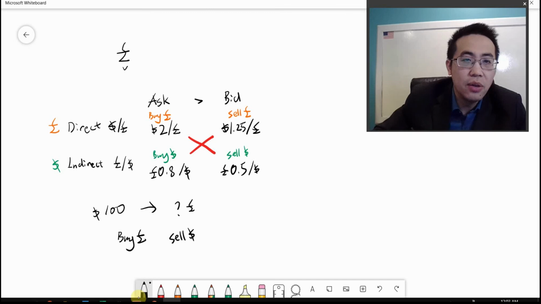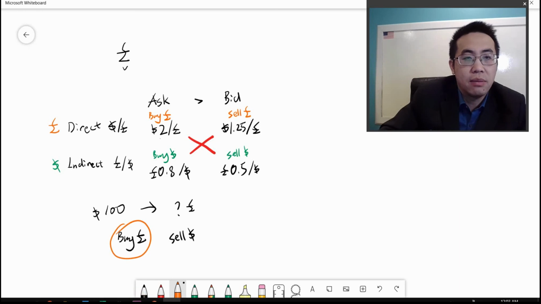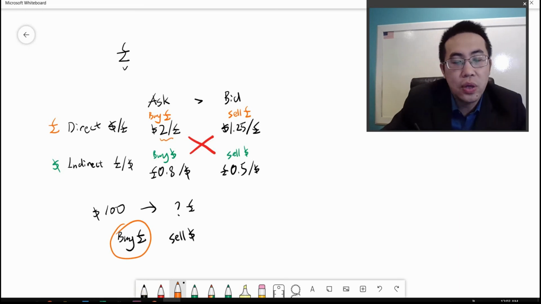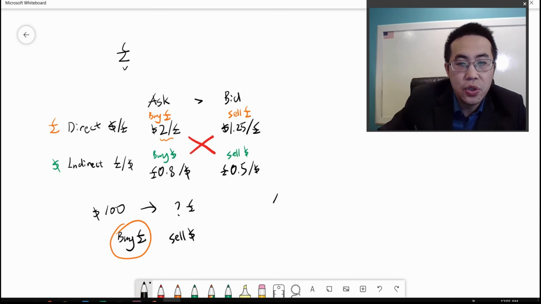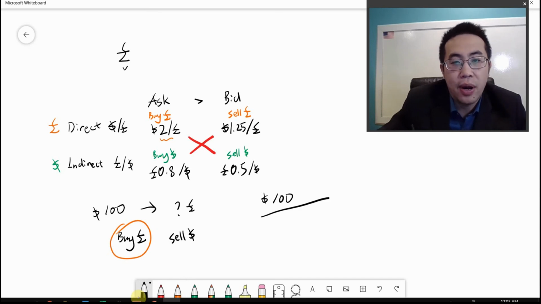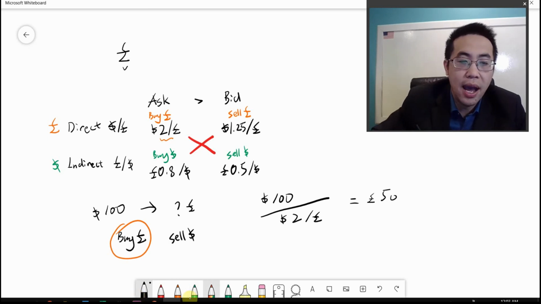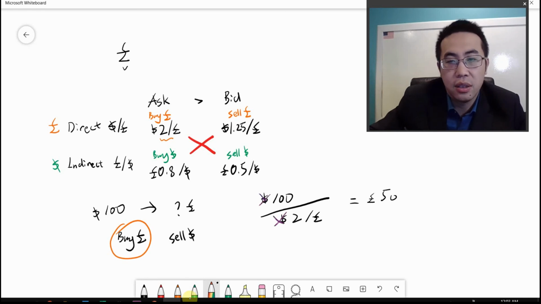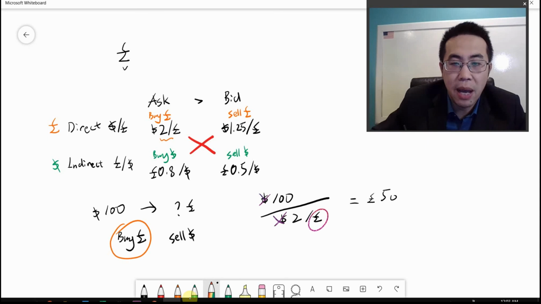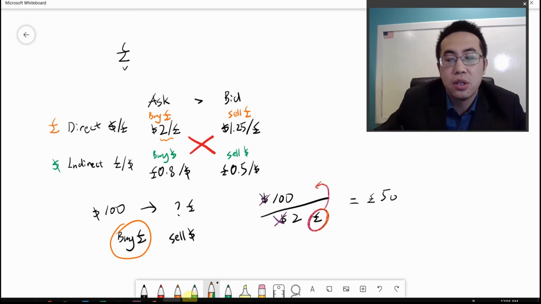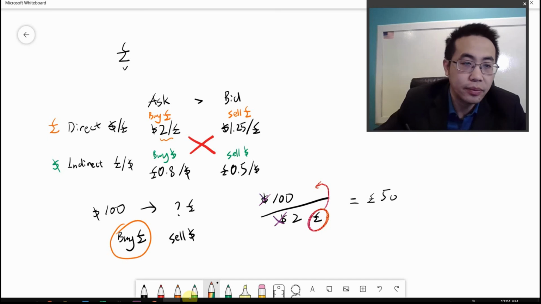So if we use the direct quote, then we will use the ask price for the pound. We will use the ask price of the pound, which is $2 per pound. Then I'm going to use this $100 divided by the price of each pound. So this would give me 50 pounds. If you do the math, the dollar and dollar will cancel out because they are on the two sides of the fraction line, and the pound sign will be flipped to the top, so only the pound sign will be retained.